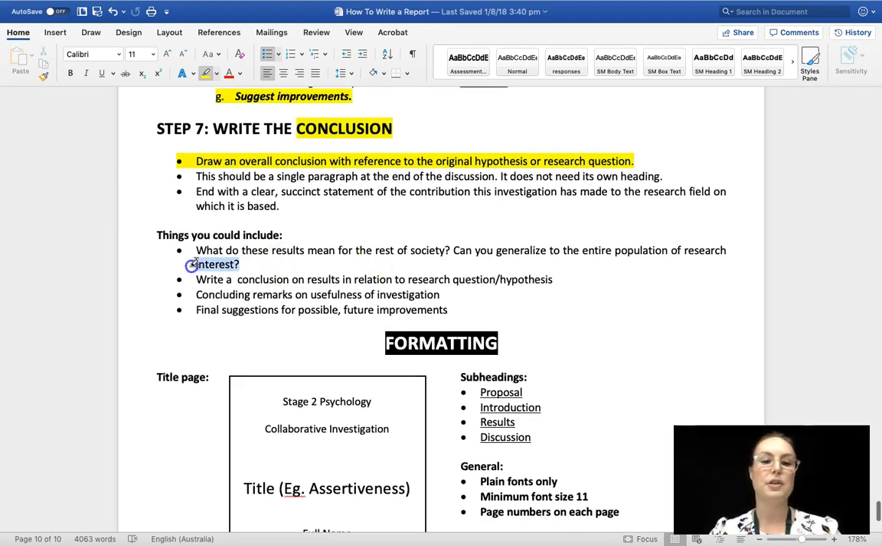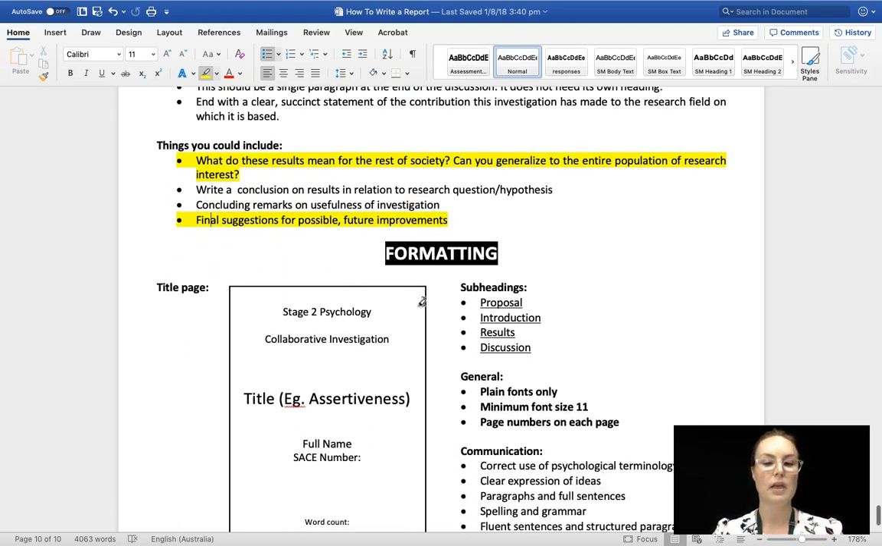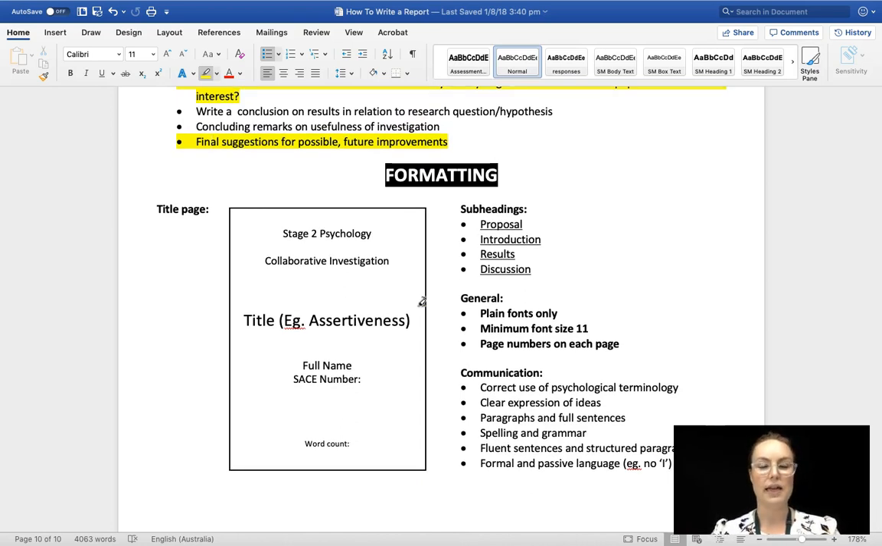You could also include a bit of a generalization in terms of what the results mean for broader society, applying it to the real world. And you might also like to think about perhaps some future studies that could take place. Again, just offering some final future improvements. So that's it in terms of content. Like I said, it looks like a lot, but take it piece by piece and work through.